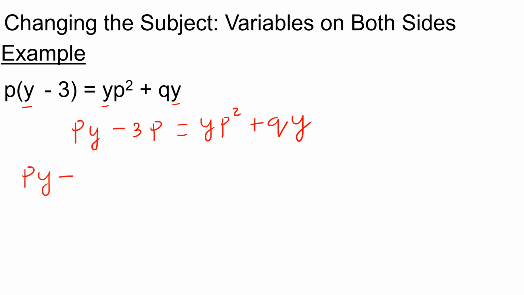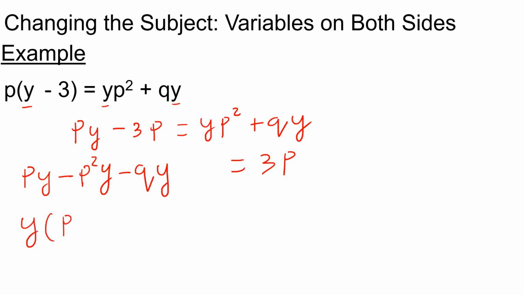py take away yp squared, or we could say p squared y, take away qy, take away 3p equals 0. I'm now going to add 3p to both sides, which will just give me py take away p squared y, take away qy equals 3p. As before, every term on the left hand side has a y, so I can take out a factor of y, giving me p take away p squared, take away q, and that all equals 3p.